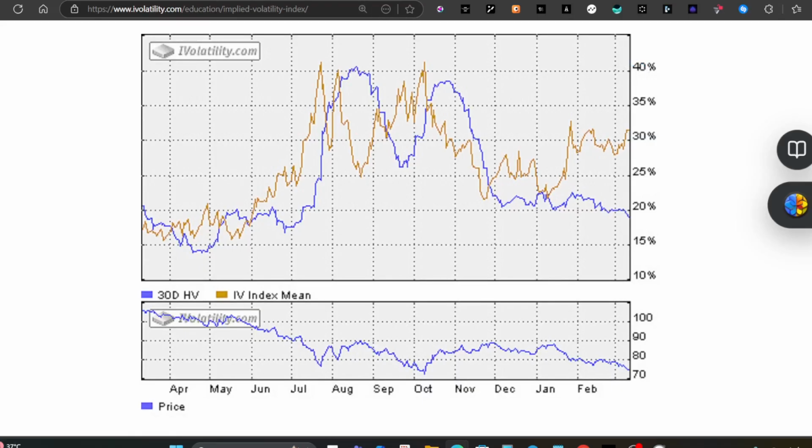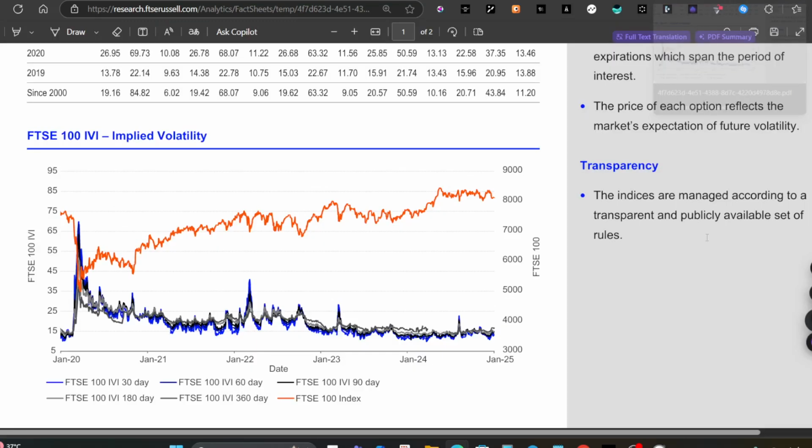First things first, what exactly is the Implied Volatility Index, or IVI? Simply put, it is an indicator that shows us the market's expectations of future volatility based on current options prices. In the world of trading, volatility refers to the amount of price movement an asset is likely to experience in the future. When volatility is high, we expect larger price swings, and when volatility is low, price movements are typically more subdued.